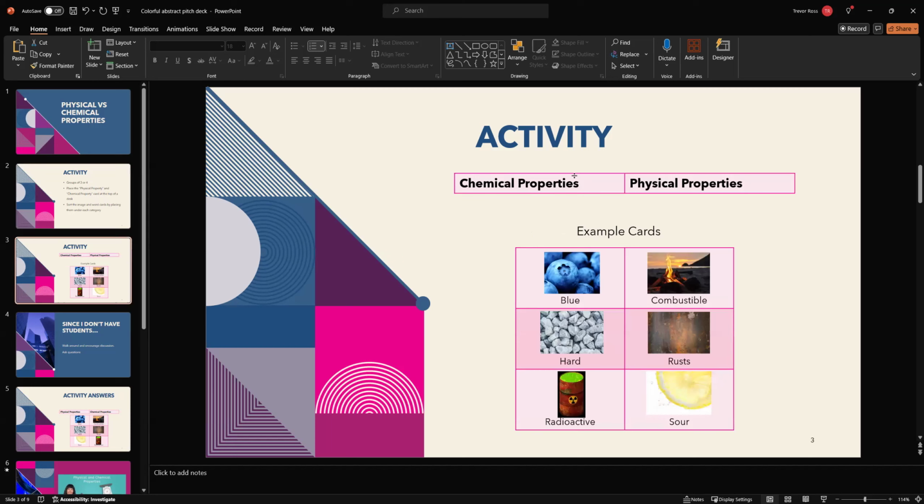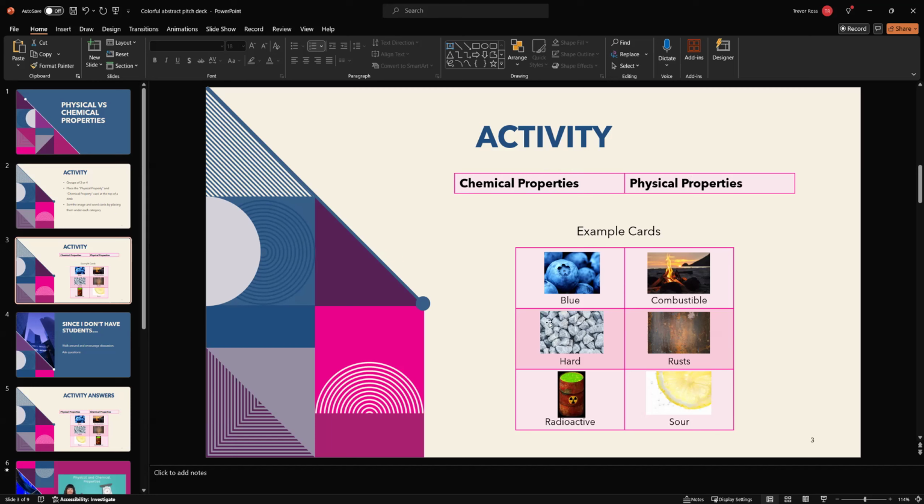So up here at the top, you see we have chemical properties, and here's a physical property card. These are going to go at the top of your page or at the top of your desk. Lay them out so that your whole entire group can see them. Then you have your example cards. These are ones that you will have. There will be additional ones as well. But what you're going to try to do is sort these into either chemical or physical properties.